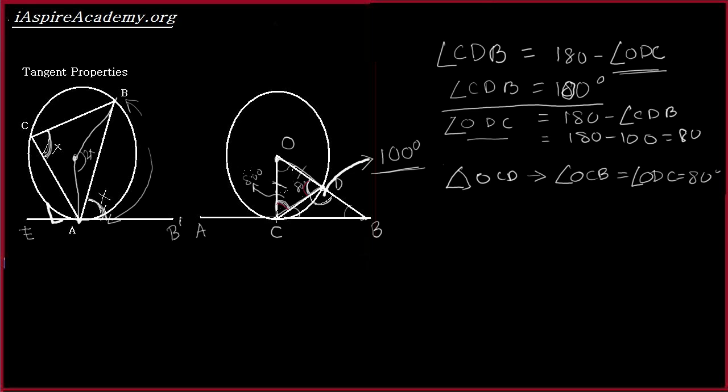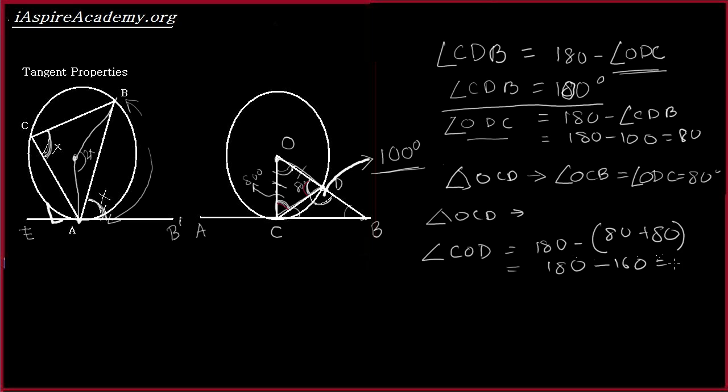Now if you consider triangle OCD again, the total of the angles is 180 degrees. So how can we find this angle? Angle COD equals 180 minus the other two angles which I have marked in red, which is 80 plus 80. So that equals 180 minus 160, so 20 degrees. The figure is not drawn to scale, so that's why it may look a little different. But this is 20 degrees.